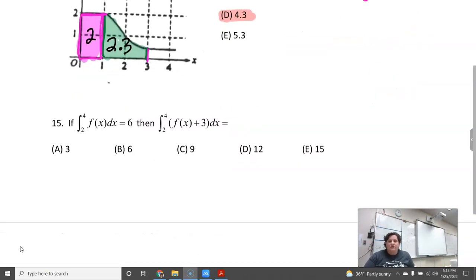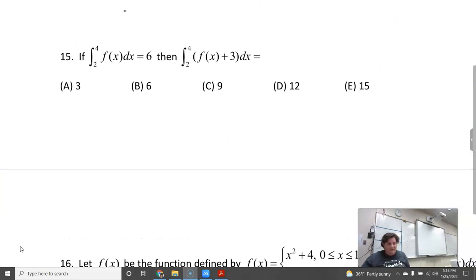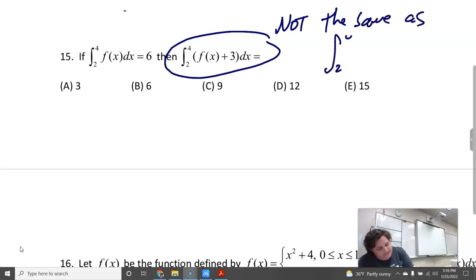Okay, you see questions like this, number 15, all the time on the AP test. It is specifically designed to trick you. Let me show you guys something. This is not the same as this.